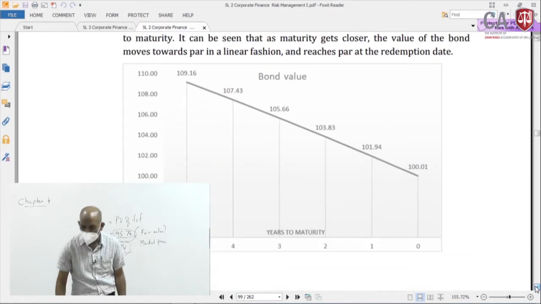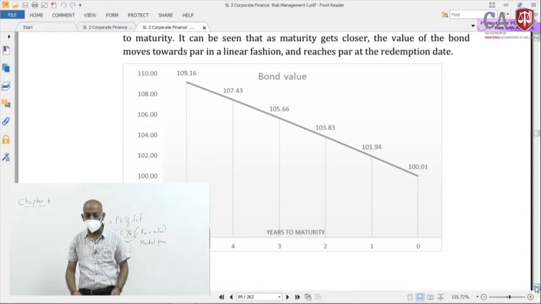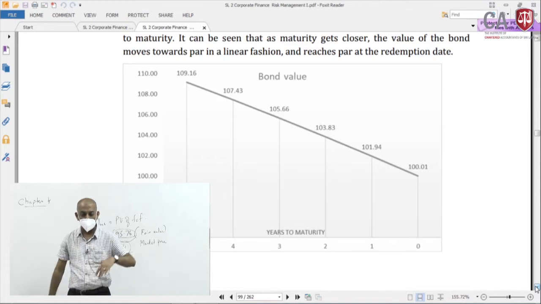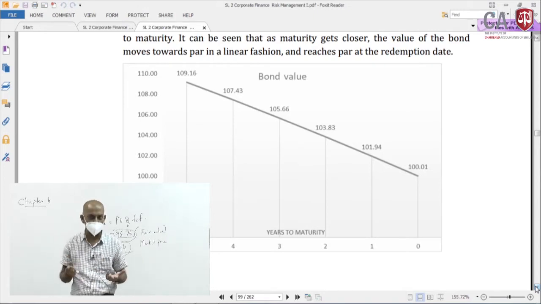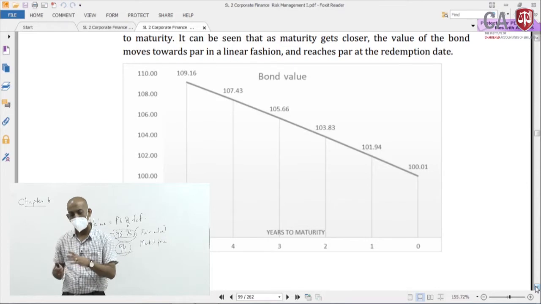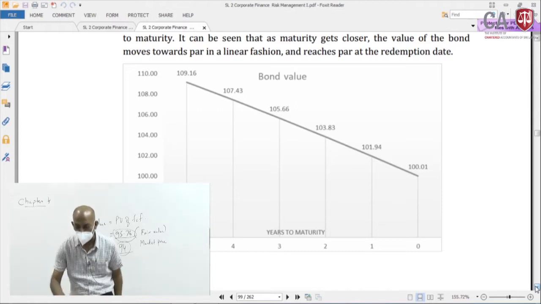Then there is a graph given, years to maturity and the bond value. You can see that the bond value can be 109 rupees for 5 years, but as you come closer, the trading bond value becomes 100. At maturity, it fits the 100 rupee face value, the redemption value. But at 5 years' time it is 109 rupees, and it slowly goes down and comes to 100 rupees.